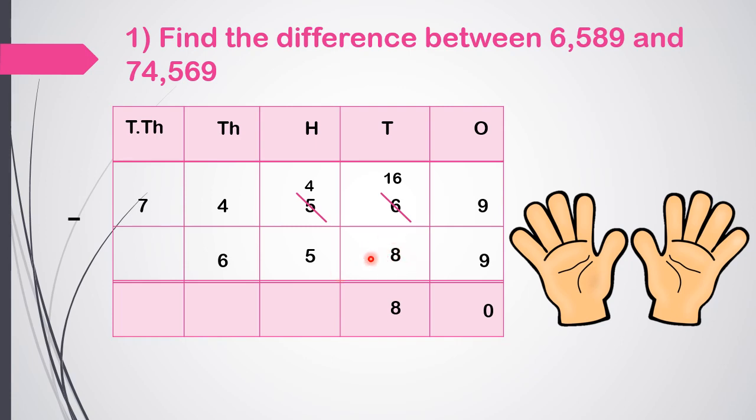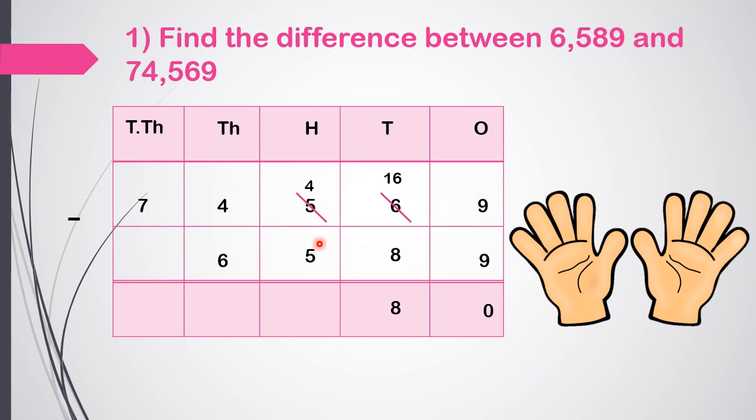So you have to start from the number after the smaller number. What is the smaller number here? 8. So after 8: 9, 10, 11, 12, 13, 14, 15, 16. Here we stopped, we got 16. So count how many fingers we used: 1, 2, 3, 4, 5, 6, 7, 8. So the answer is 8. Now we move on to the next column, the hundreds column. 4 minus 5.